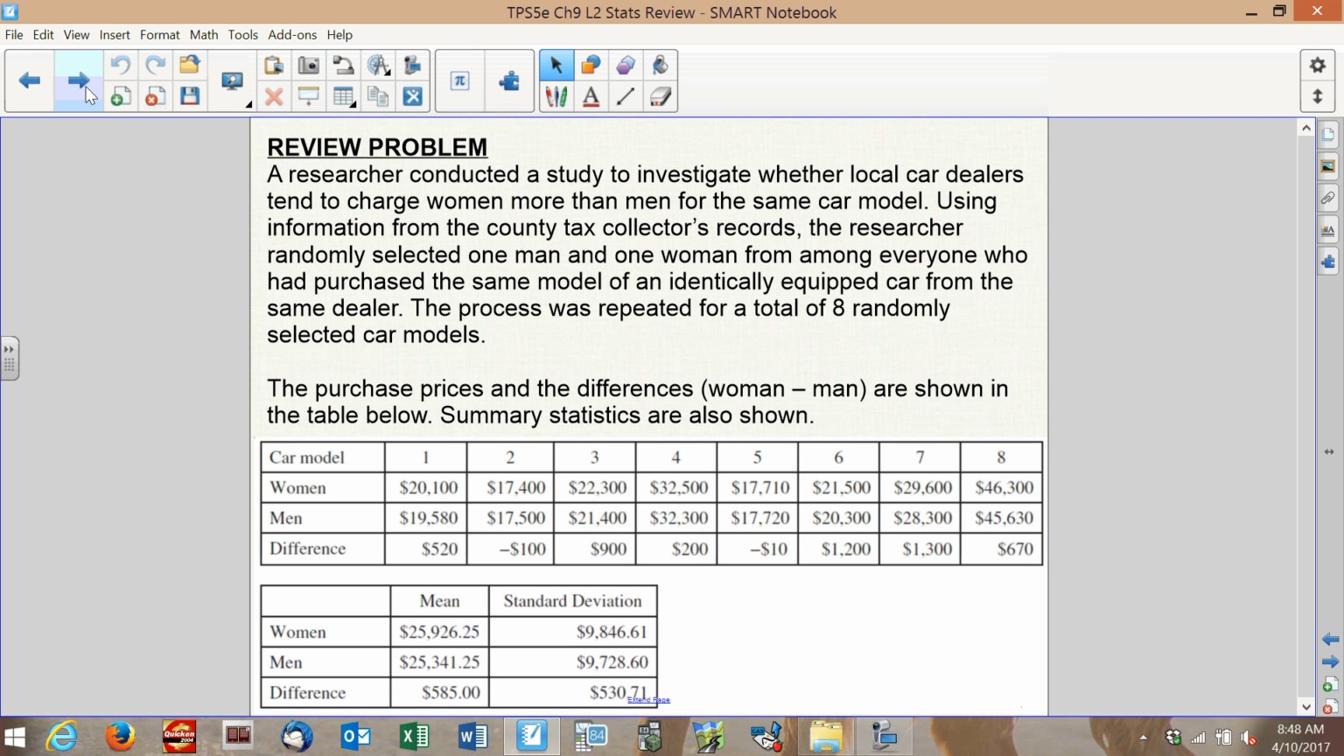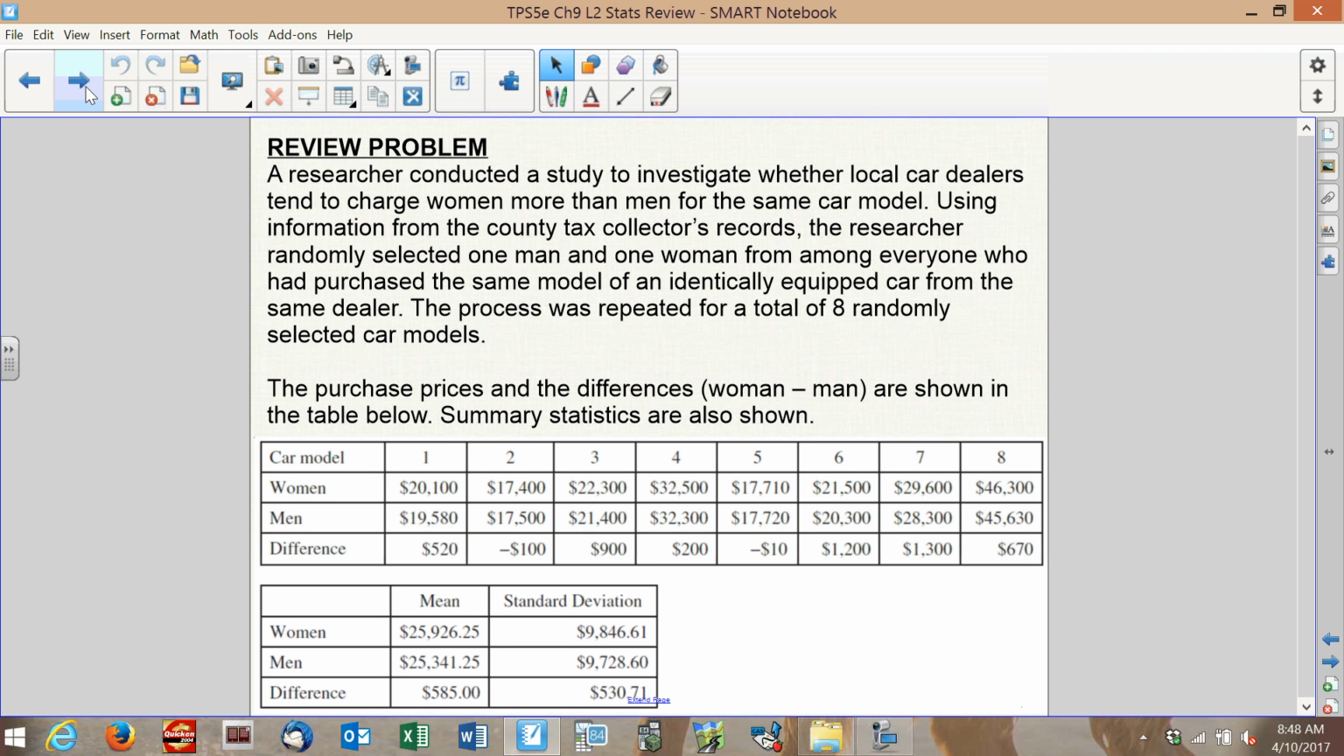So here we're looking at car dealers to see if they tend to charge more for women or men on the same model car. We have 8 different car models. In the table, you see the prices charged for men and women, and the third line, they've calculated it for you, is the difference. Like car number 1, they charge the woman $520 more than the man. In car number 2, it was the man $100 more than the woman.